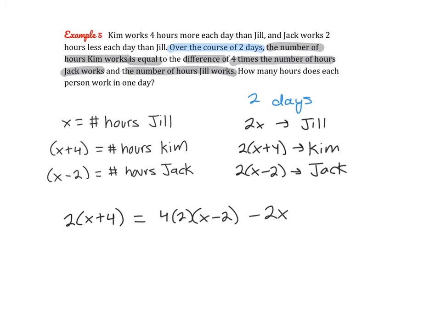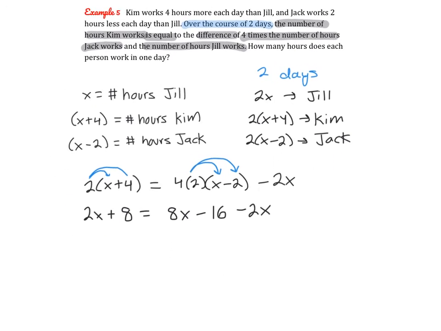So first we're going to need to start by distributing. So I can distribute here. 2 times x is 2x. 2 times 4 is 8. Here we can multiply this first to 8 and then we can distribute it. So we'll do 8 times x and 8 times negative 2. So giving us 8x minus 16. And then we still have the minus 2x.